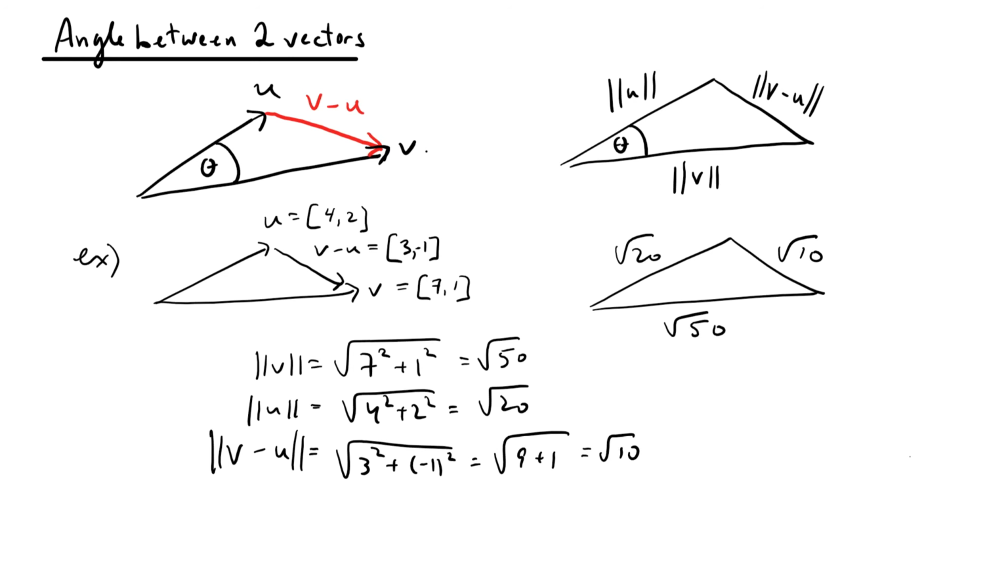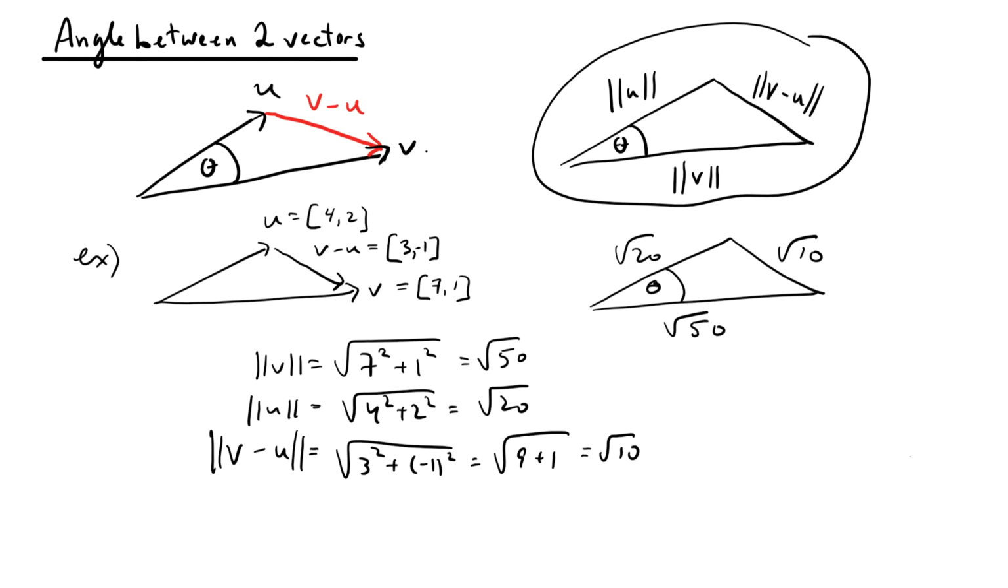Okay? And then, in order to calculate theta, I could apply just the law of cosines. So my goal is to get a formula for theta, actually for cos of theta, in terms of the coordinates of u and v. So let's go back to this diagram here. I will apply the law of cosines.